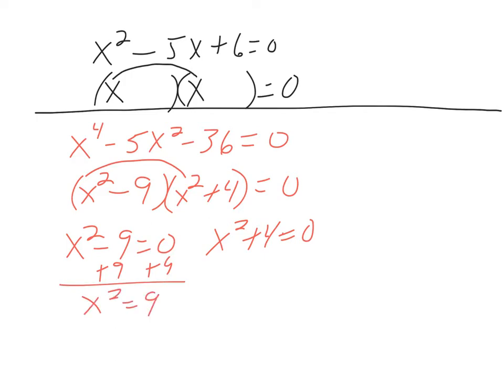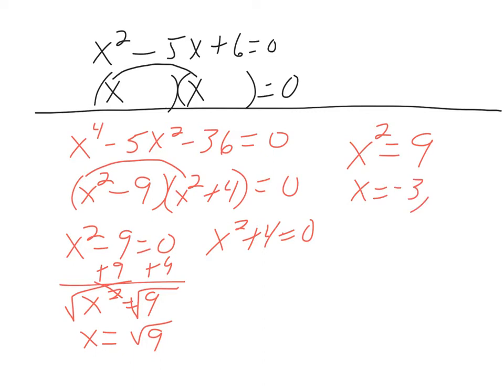Now in order to get rid of the x squared, we know that the inverse of squaring is the square root, so they undo each other. But whatever you do to one side, you have to do to the other. So now we have x equals the square root of 9. Looking at that, when we had x squared equals 9, what number times itself would give me 9? Well, x could be negative 3, because negative 3 times negative 3 is 9, and it also could be 3.